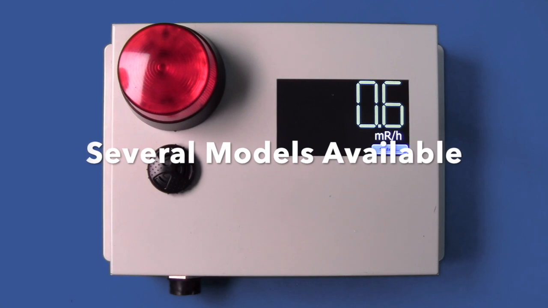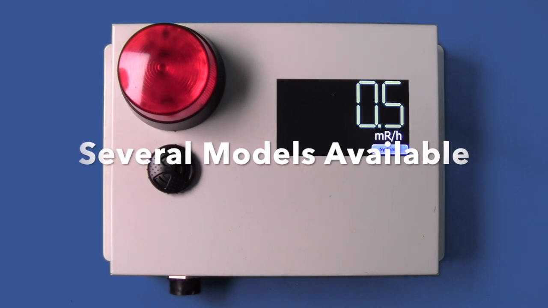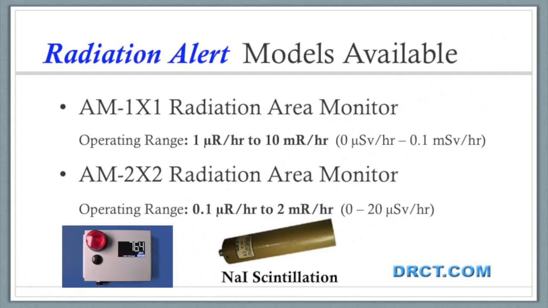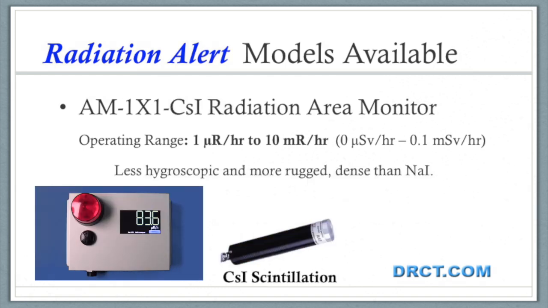Other models of the Radiation Alert Area Monitor are available with different ranges. If the Radiation Alert is equipped with a scintillation detector, it will measure down to the micro-R level. The model number refers to the size of the sodium iodide scintillation crystal, 1 inch by 1 inch, 2 inch by 2 inch crystals respectively. Cesium iodide scintillation detectors are available as well. Some users prefer cesium iodide because it is less hygroscopic than sodium iodide. Cesium iodide, with a higher atomic number, is more dense and rugged.